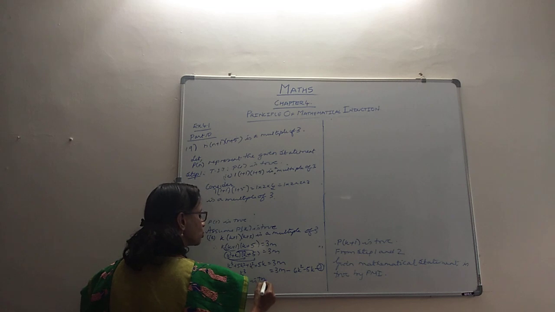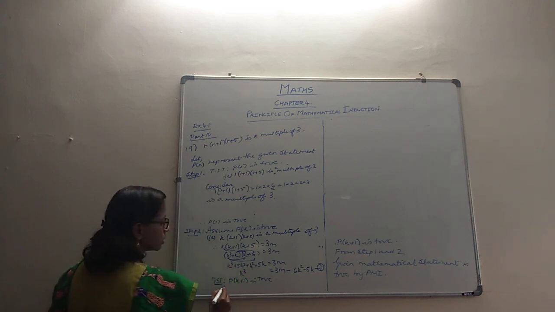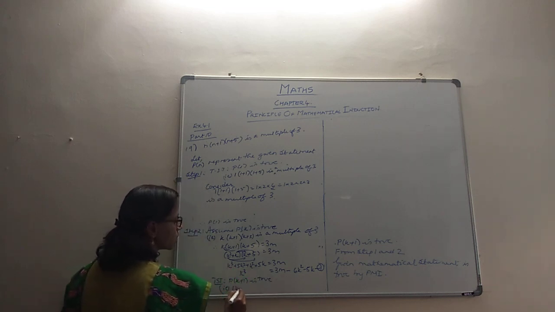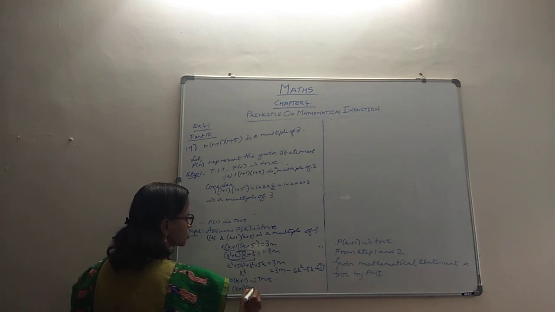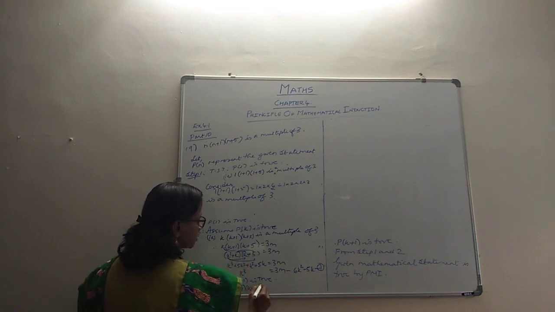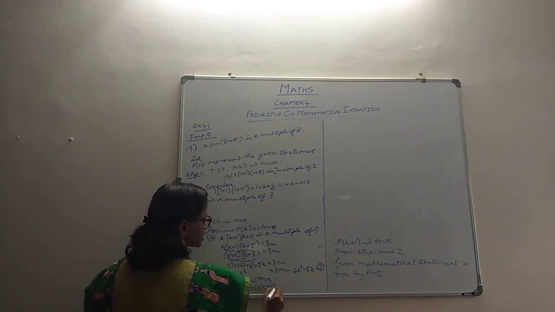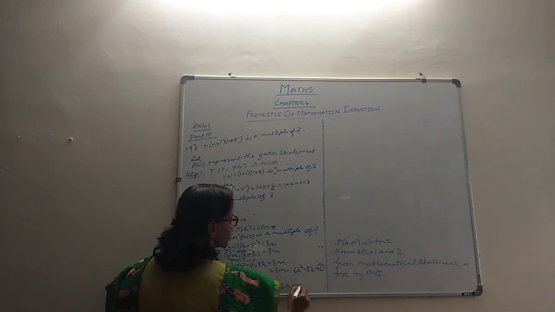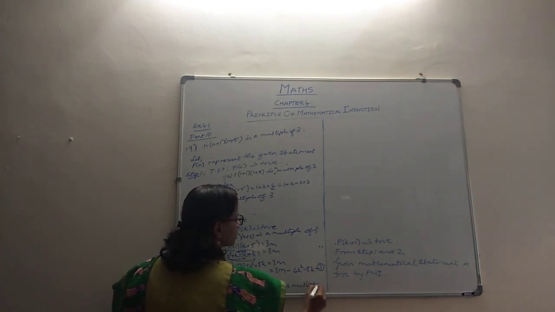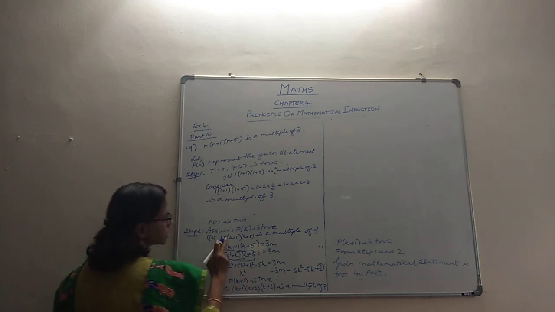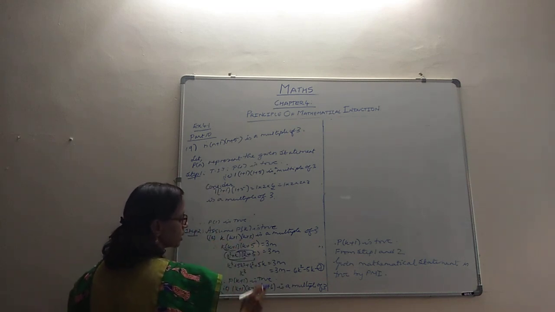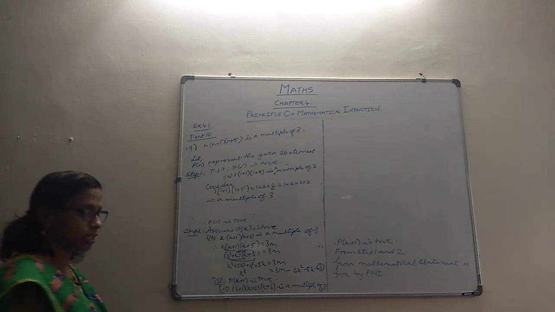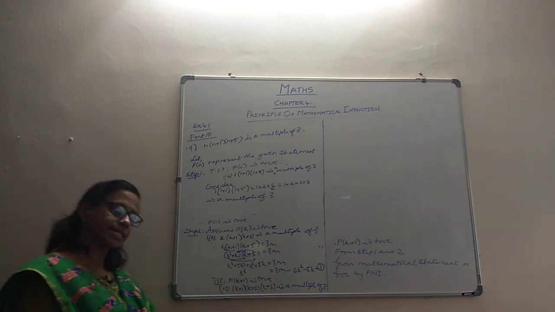So what have you to show? You have to show that k plus 1 into k plus 2 into k plus 6 is a multiple of 3. I hope you understood how we got this, where k becomes k plus 1: k plus 1 plus 1 is k plus 2, k plus 1 plus 5 is k plus 6, is a multiple of 3. So let's start by considering this and let's see what comes.